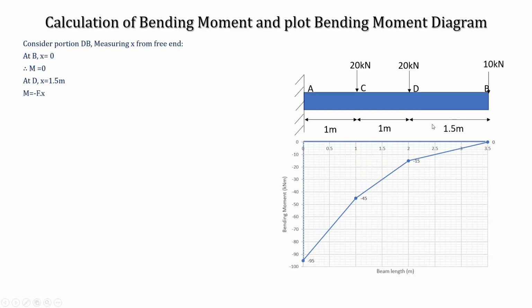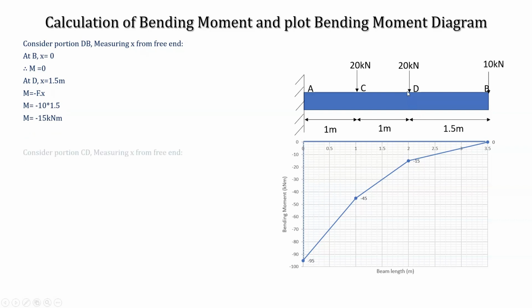We have the bending moment formula as the load into the perpendicular distance. So it is minus of 10 into 1.5, which is equal to minus 15 kilonewton meter. That is the magnitude of the bending moment at the point D.